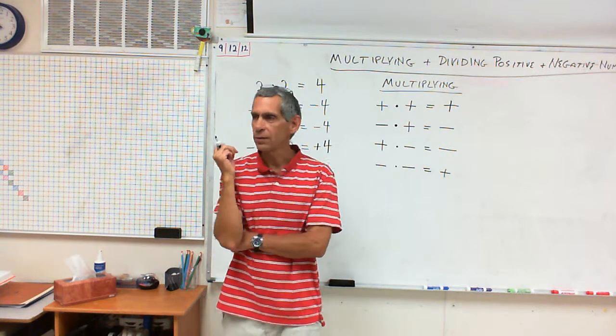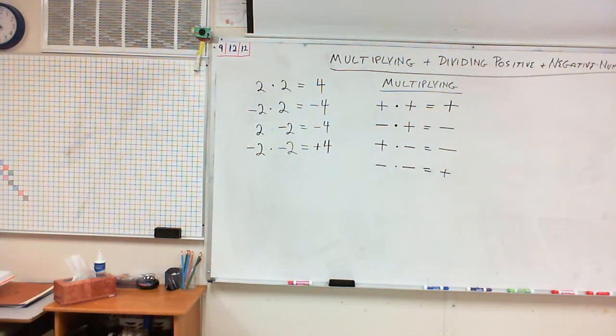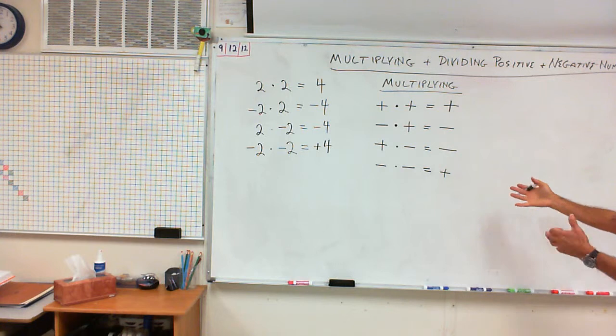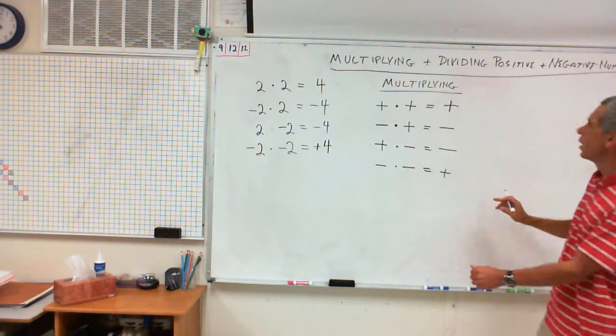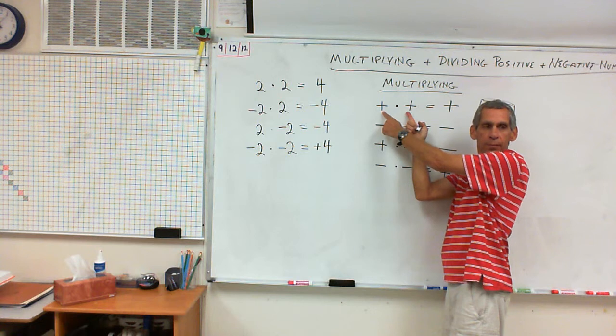Does anybody see a pattern? Adam: Like both positives. Equal positive and both negatives. Oh my gosh! Wait! Oh my God! Look at this. Would you agree with me that both of these signs are the same?